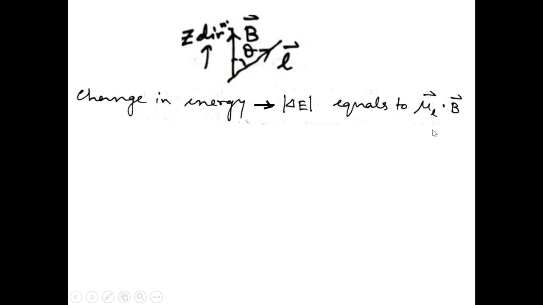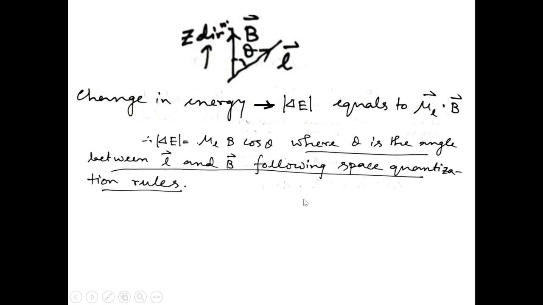That is, when we have the product of the magnetic moment and the field intensity, we get the related change in its potential energy. That is the change in energy. And if we take the dot product in its magnitude form, then it is mu B cos theta, where theta is the angle between the L and B vectors.